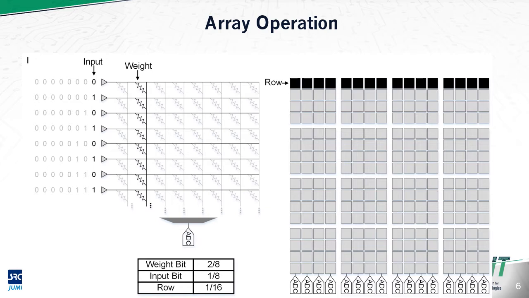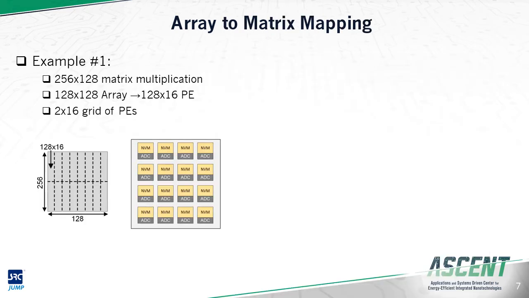The cumulative number of cycles required for the whole operation is 1024 cycles because there are 8 weight bits, 8 input bits, and 16 rows. Now that we understand how these arrays can serve as both storage and compute for partial matrix multiplication, we can go through some mapping examples.